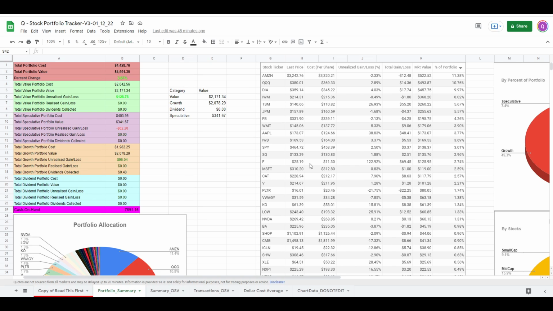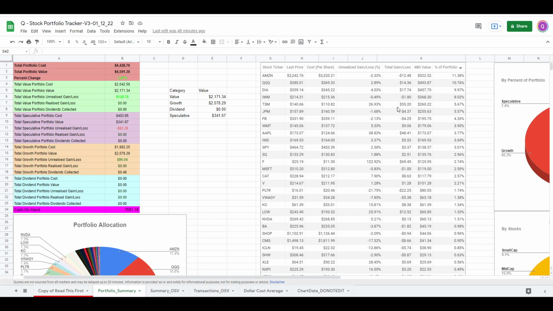And this table in the middle should remind you of the info that you saw in the summary CSV sheet. It's simply what we saw before. It's the stocks and the values such as cost per share, unrealized gains, total gains, and market value, but all sorted by the percentage of your portfolio that stock takes up.